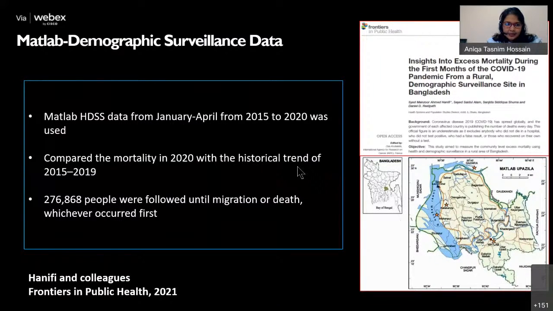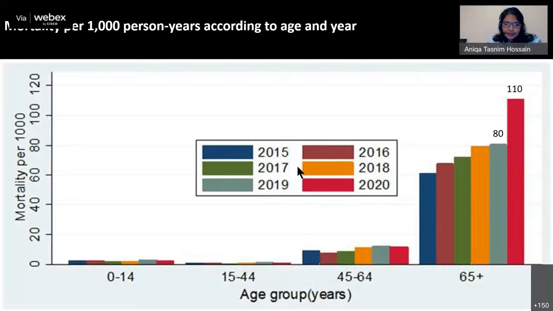Firstly, a little bit of methodology on the demographic surveillance site data. It has been published. This study was led by Dr. Hanifi and colleagues. The study is entitled Insights into Excess Mortality During the First Months of the COVID-19 Pandemic from a Rural Demographic Surveillance Site in Bangladesh. They compared the historical data from 2015 to 2020. They reported the excess mortality taking the trend from 2015 to 2019 and compared that with 2020, and then they did some time-to-event analysis.